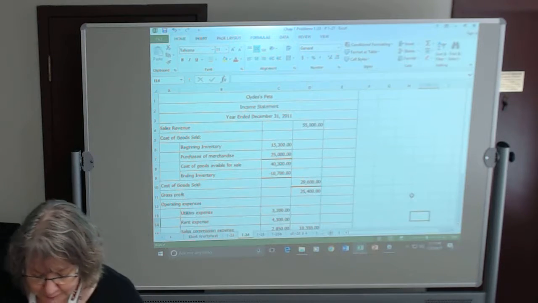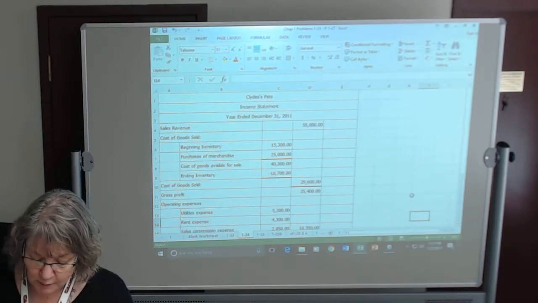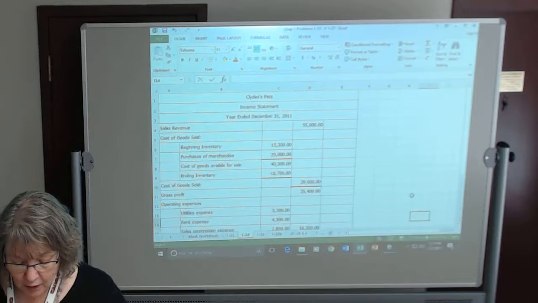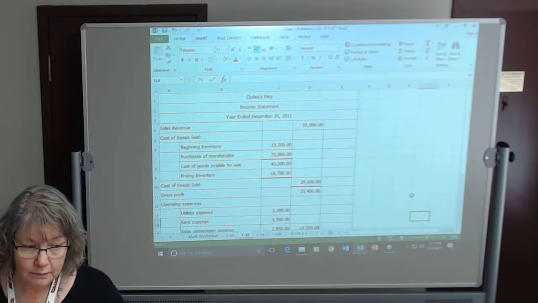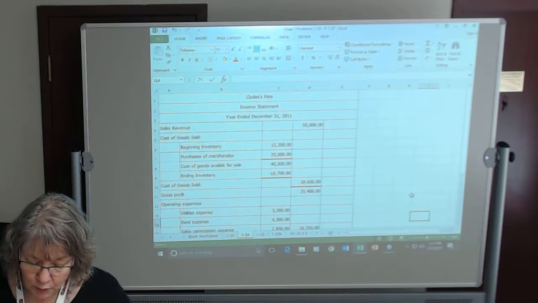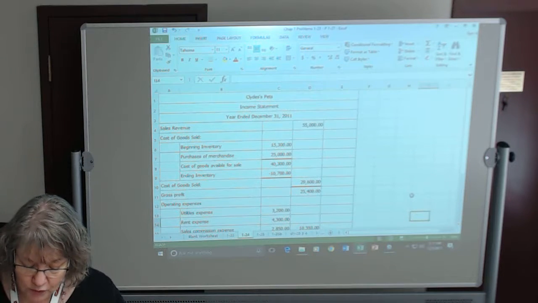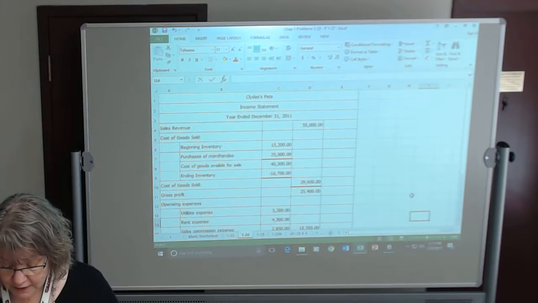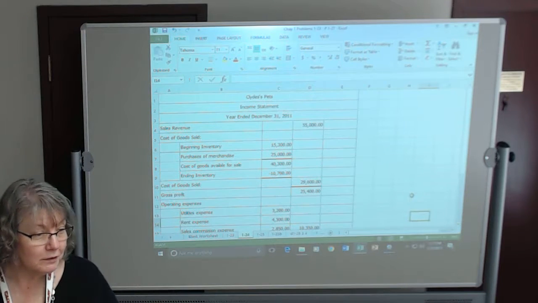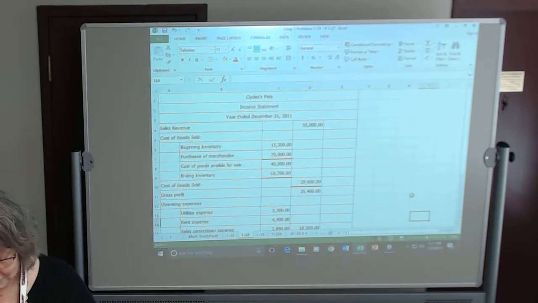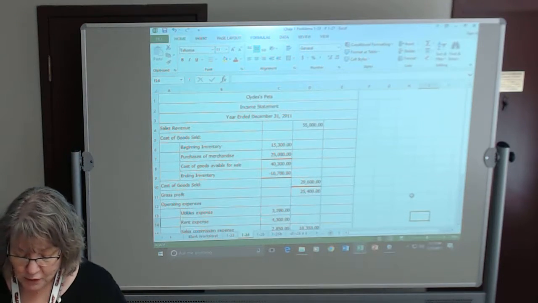So, in 2011, Clyde Conway opens Clyde's Pets, a small retail shop selling pet supplies. On December 31st, 2011, Clyde's accounting records showed the following. He had an inventory on December 31st of $10,700, but an inventory on January 1st, the beginning of the year, of $15,300. His sales revenues were $55,000. Do you have all the answers to this? Did you get this done? Okay. All right.